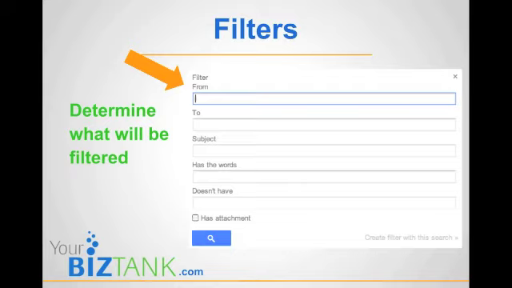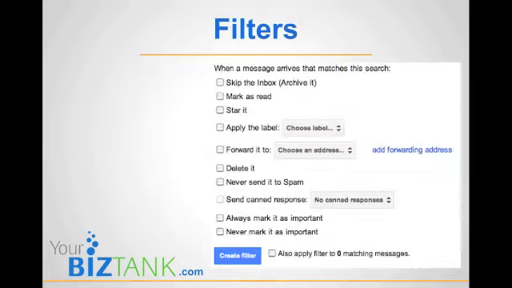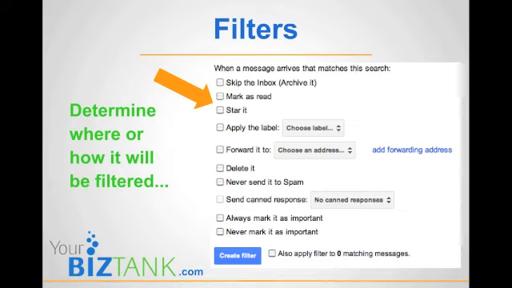But the next step, once you've created it, if somebody's sending an email to a specific address, again, you can filter it with any of these options. You're going to click Create Filter with this search. It's going to come up with this little box, which will determine where the filter goes. So once you determine what the email is, now you can determine where or how it will be filtered.